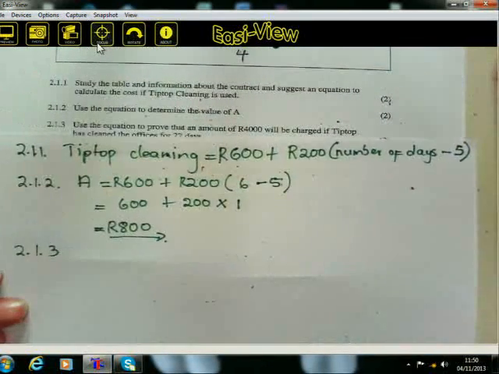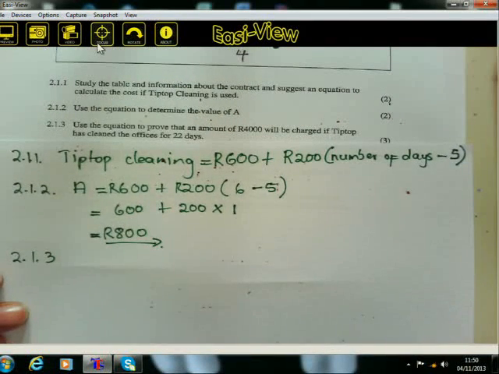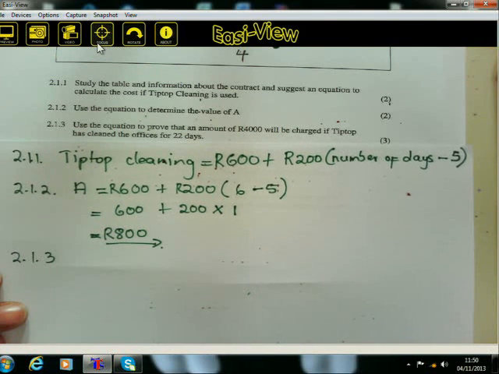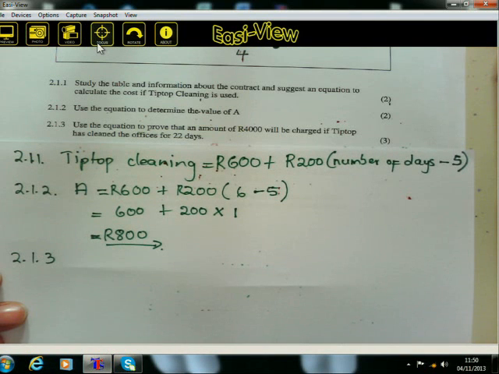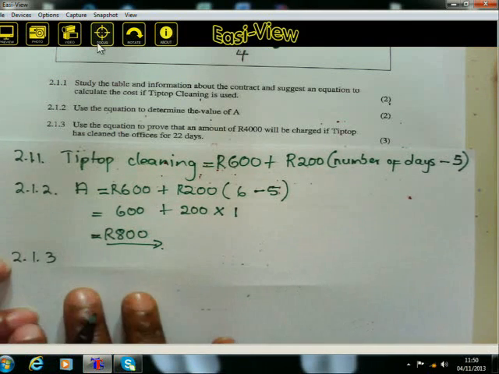And then 2.1.3. Let's go to 2.1.3. Use the equation to prove that an amount of 4,000 will be charged if Tip Top has cleaned the offices for 22 days. You can just see how important it is to get your formula correct. Because we have used the correct formula for 2.1.2, we are still using the formula again for 2.1.3. So please make sure that you write the correct formula.